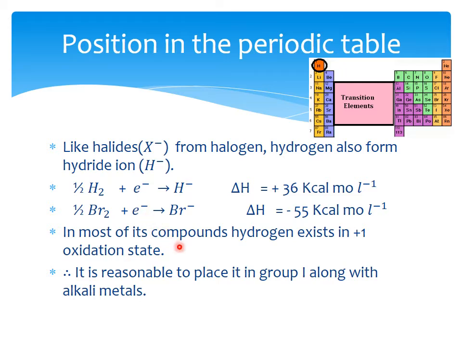The other one, when we compare about hydrogen, hydrogen always has a tendency to exist in the +1 oxidation state in most of its compounds. So it gives preference to the +1 oxidation state. You know only the alkali metals will have the +1 oxidation state. So when comparing both properties, whether to keep it under alkali metals or with the halogens, they concluded that most of the properties resemble the alkali metals. So it is reasonable to place hydrogen in group 1 along with the alkali metals rather than with the halogens. So in the modern periodic table, following the rule of IUPAC, hydrogen is now placed along with the alkali metals.